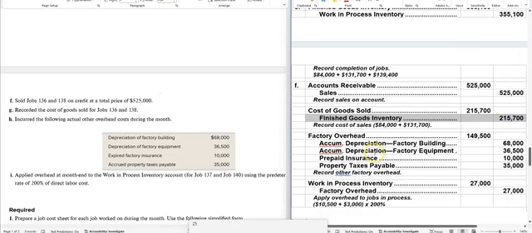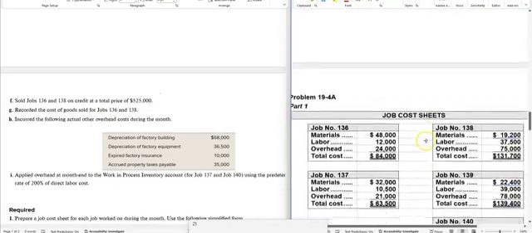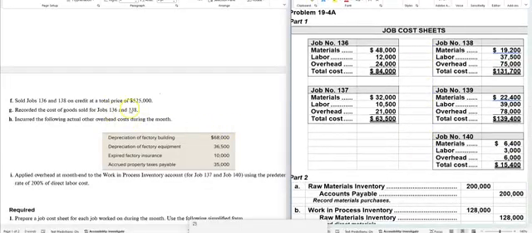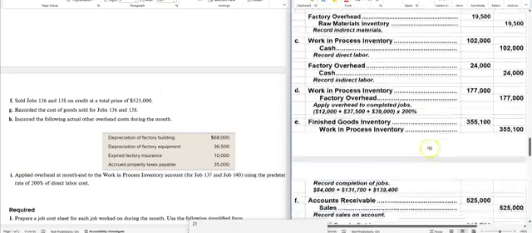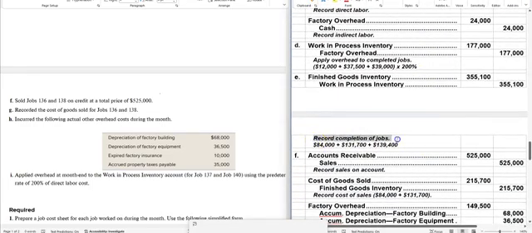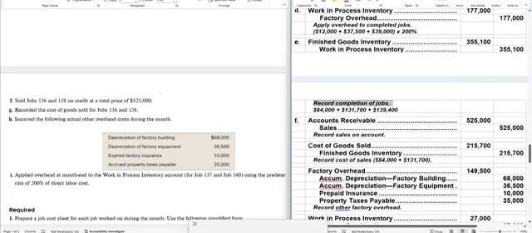How do we know how much to transfer out of finished goods? Well, that again is where the job cost sheets come in handy. Jobs 136 and 138 were sold. Total costs that have been recorded in the accounting system related to those two are 84,100 and 131,700, which means we need to transfer out 215,800 out of finished goods with a credit, and that is when all of those costs incurred become the expense cost of goods sold. So debit cost of goods sold, credit finished goods inventory.